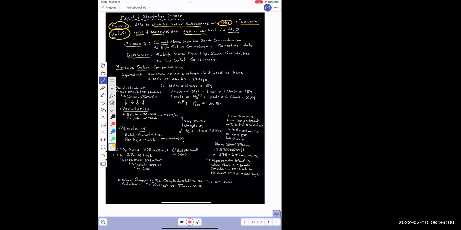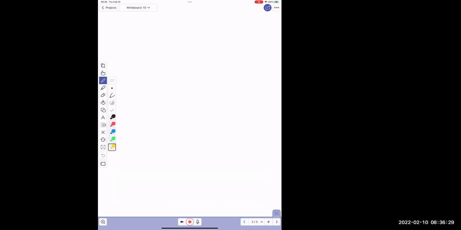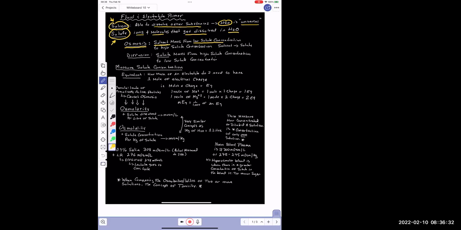And so there are two terms that we use to describe the movement of both solvent and solute molecules. When you see the term osmosis, osmosis refers to the movement of solvent. All right, so osmosis is the movement of solvent. It's the movement of water. And we say that solvent moves from low solute concentration to high solute concentration. So essentially, solvent moves towards solute.